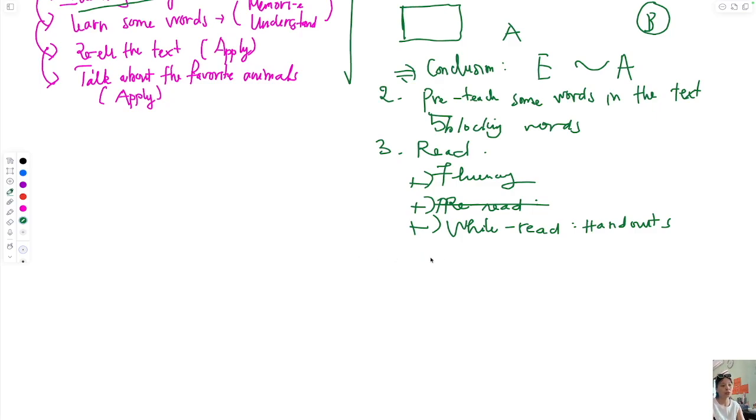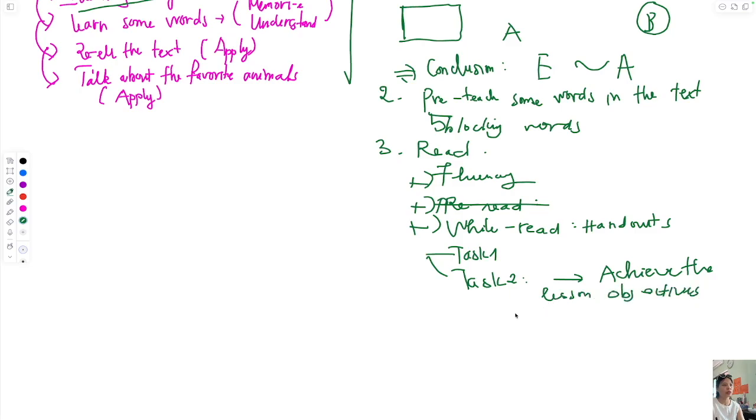While reading, we're still reading. Task 2, we're still in reading. We do task 1 and task 2. Task 2 is to achieve the lesson objectives. The lesson objective is to identify three ways that animals survive.